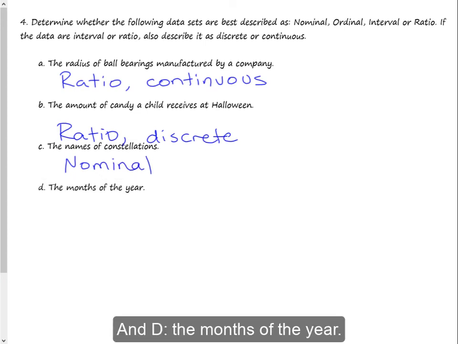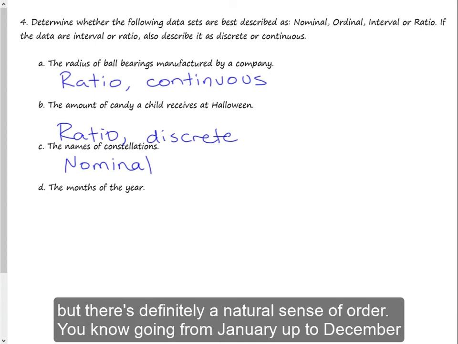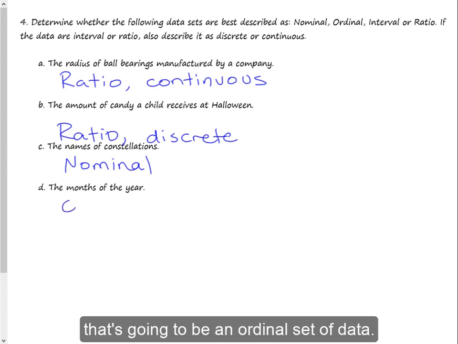And D, the months of the year. The months of the year, those label what part of the year it is, but there's definitely a natural sense of order. Going from January up to December, that's going to be an ordinal set of data.